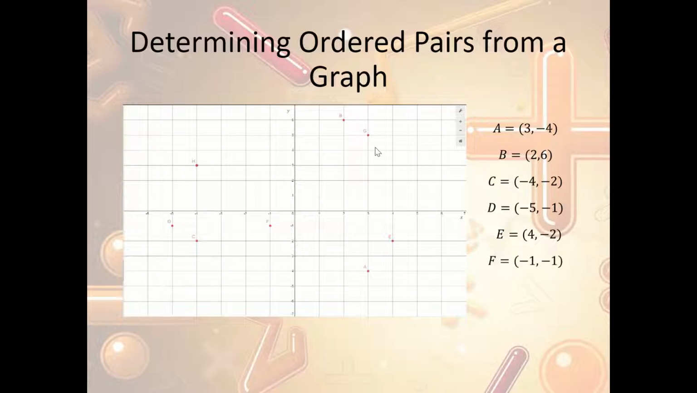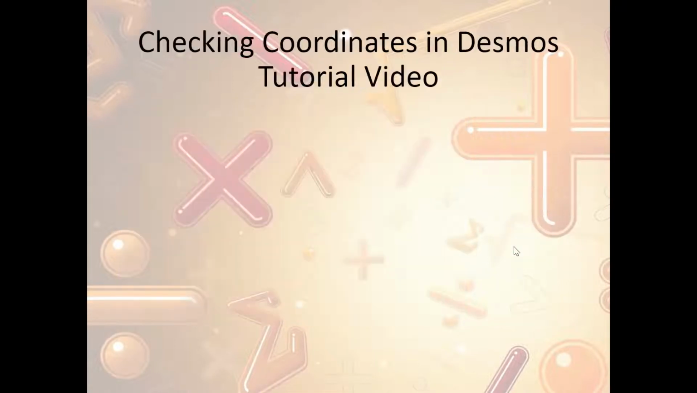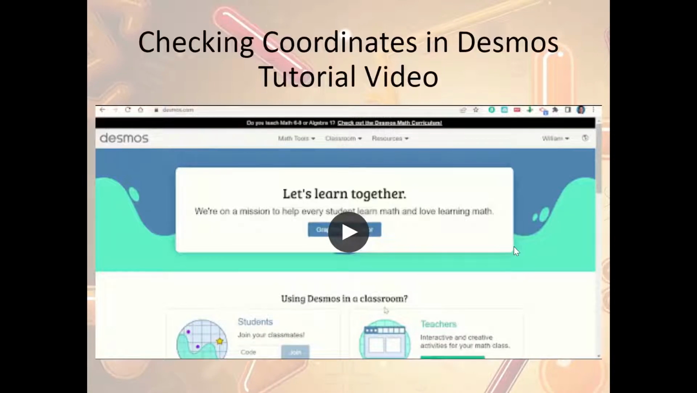And then G is here. So G is 1, 2, 3, and then 1, 2, 3, 4, 5. So 3, 5. And then H is here, which is -1, 2, 3, 4. So -4 and 1, 2, 3. So -4, 3. And so that's how I can look at graphs of coordinates and be able to figure out what their ordered pairs are. There's a video here now that shows you how to check your coordinates in Desmos. You can watch that as well.